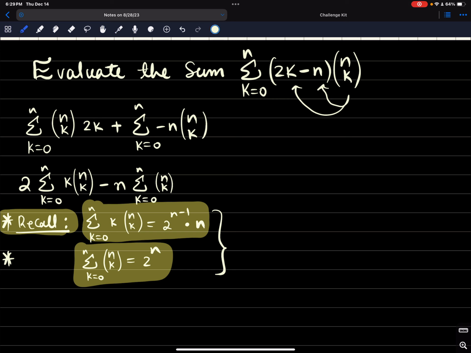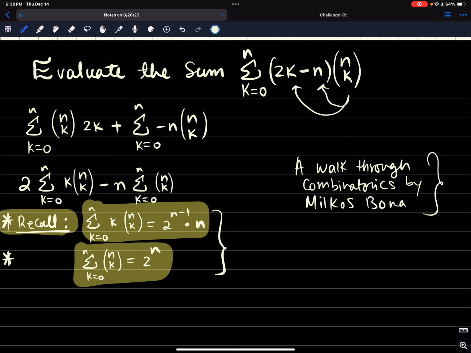I am using a book called A Walk Through Combinatorics by, I think, Miklos Bona. I'm not too sure how to pronounce the name correctly, but this is the book that I'm using for this kind of question. You can use any combinatorics book, and that book should have the explanation for these two. Okay, cool.